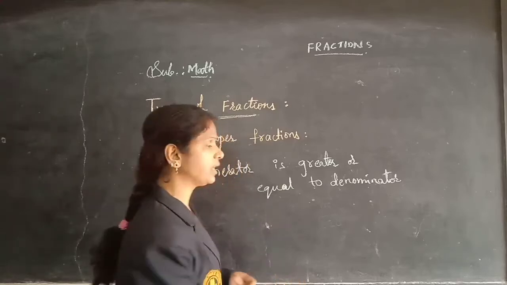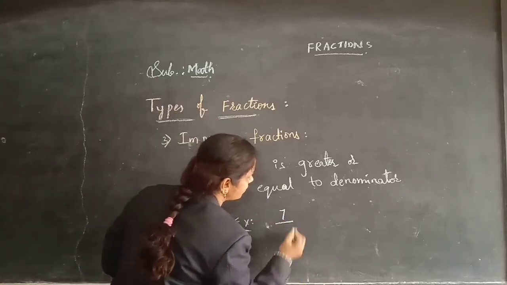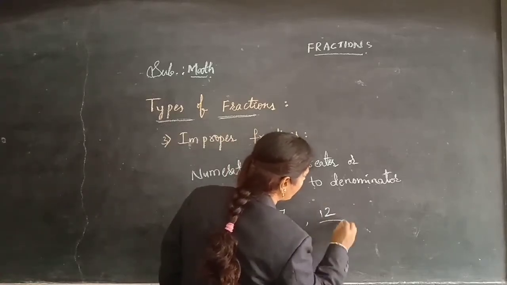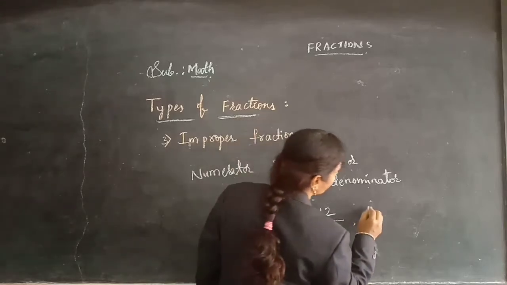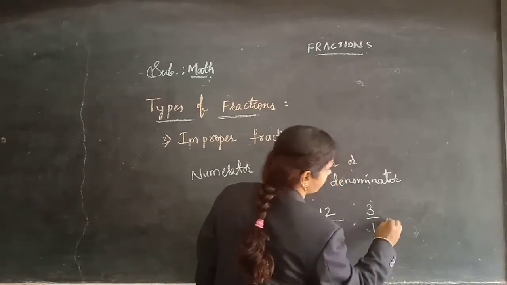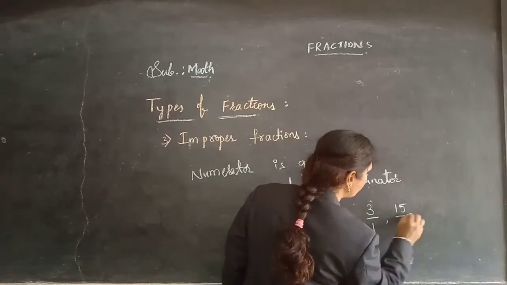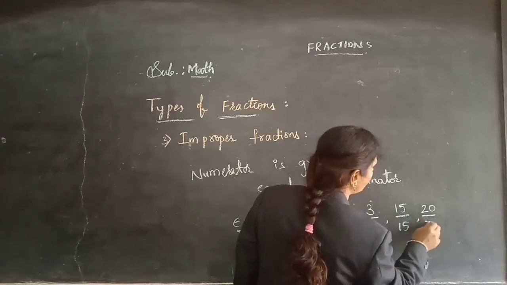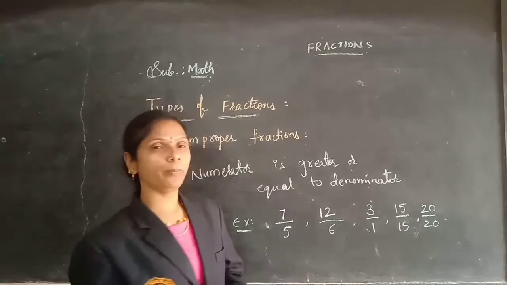Have a look at the examples here. 7 by 5, 12 by 6, 3 by 1, 15 by 15, 20 by 20. These all are the examples for the improper fraction.